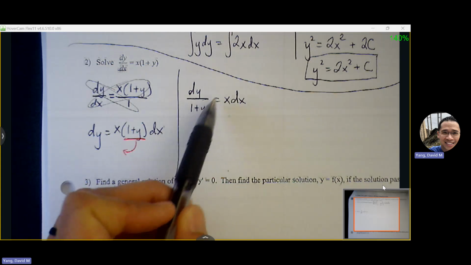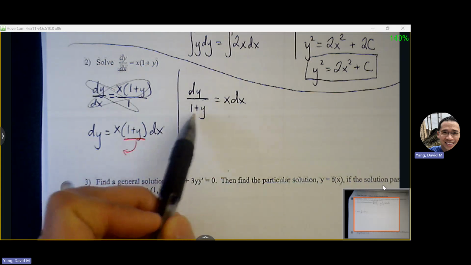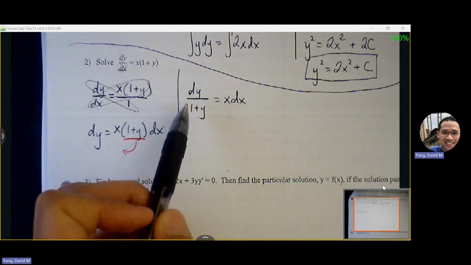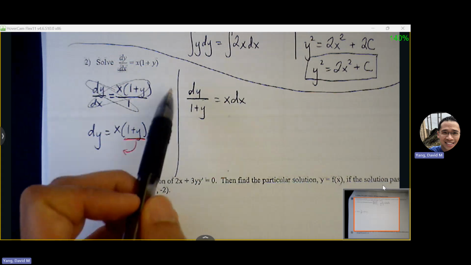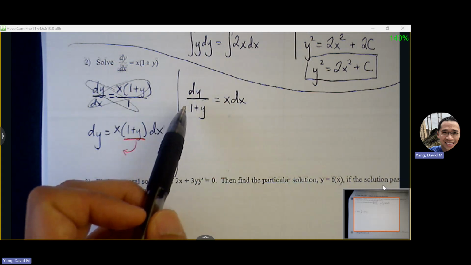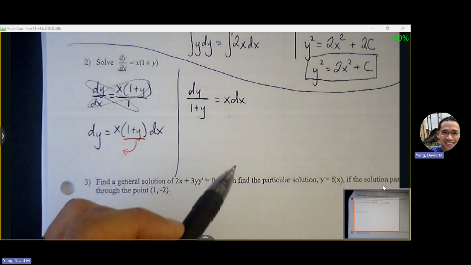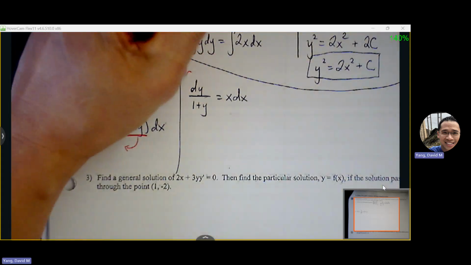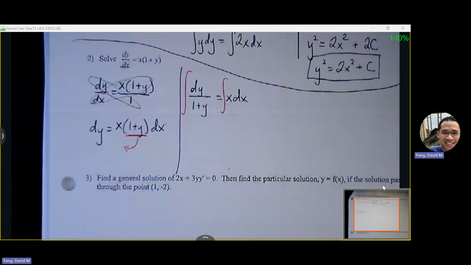I see some students do this where they get to this point, they don't feel comfortable with this, so they move the 1 + y to the numerator, and that changes the whole setup of the equation. So we're no longer solving the problem that they want us to solve if you're just randomly moving your variable to the top. So we have full separation. Now we can move into our integral process.